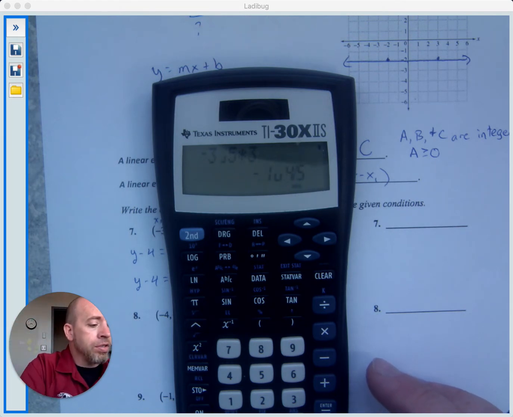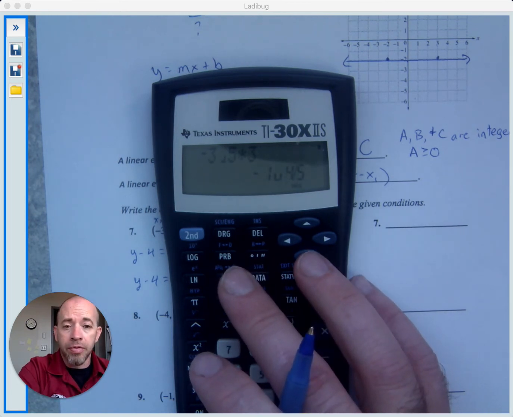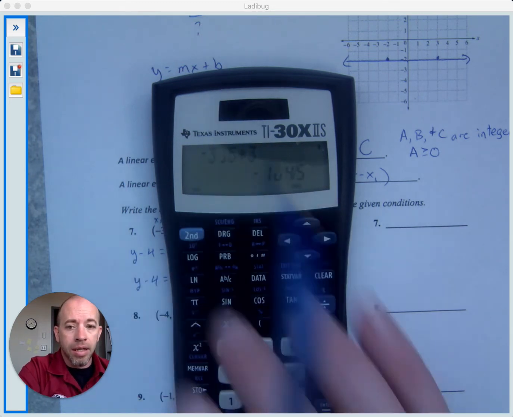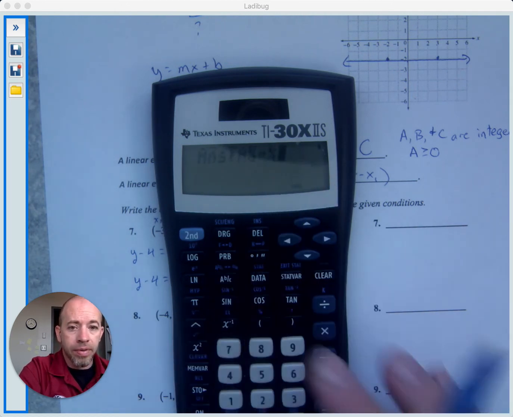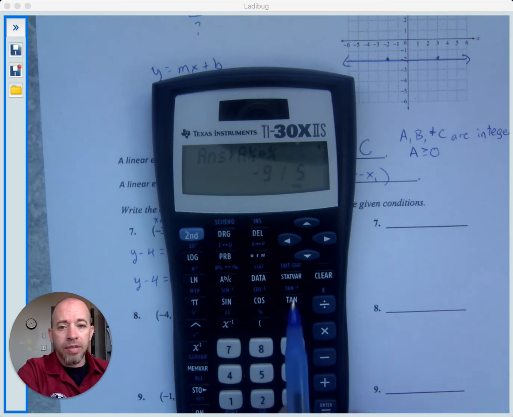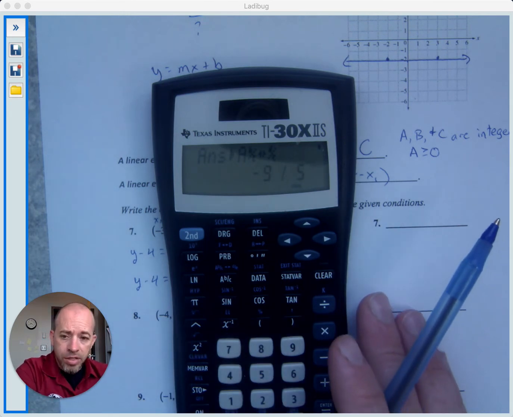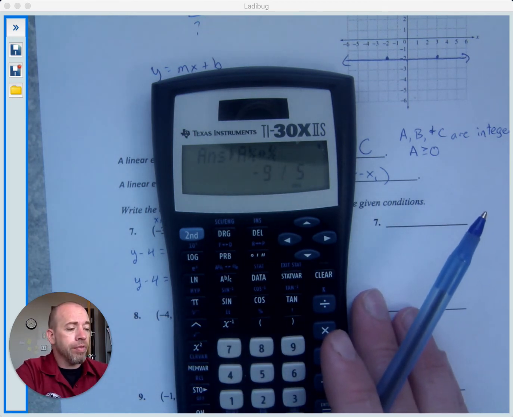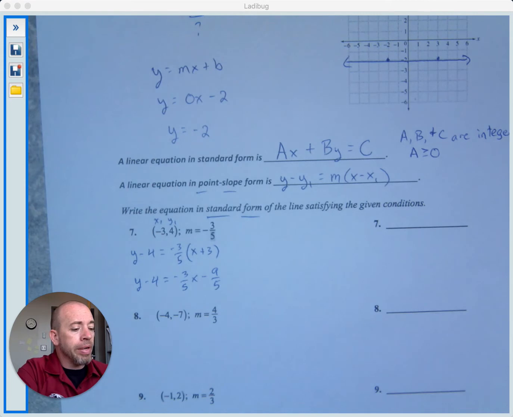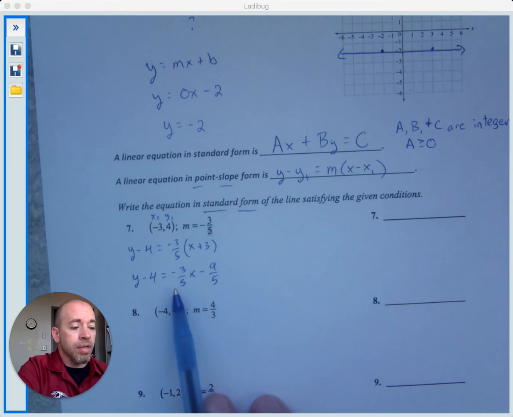But there's a feature on these calculators that will change this to an improper fraction for you. That same ABC button, if I hit second and the ABC button and then hit enter or equals, it'll change it to negative 9/5, which is a much easier fraction to work with. So I suggest use improper fractions. If I have negative 1 4/5, that's harder to work with.